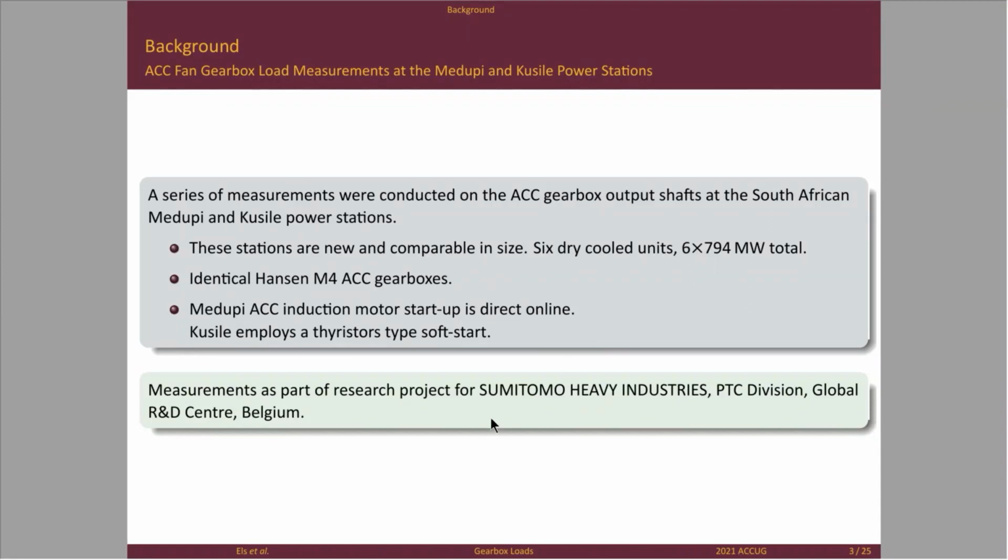Just to mention, this is part of research that we're doing for Sumitomo of Hansen, as it was previously known in Belgium. And I also want to thank the people from Eskom. They did go out of their way to help us and be accommodating for these measurements.